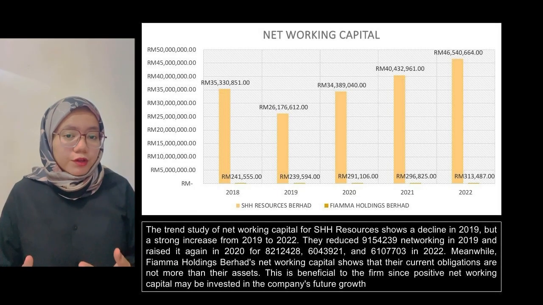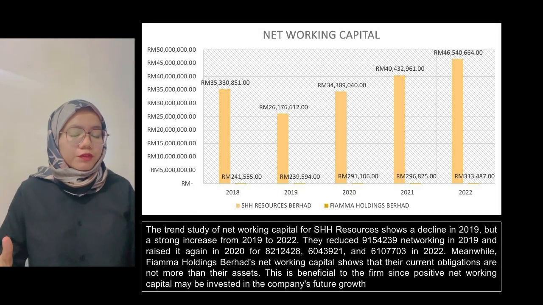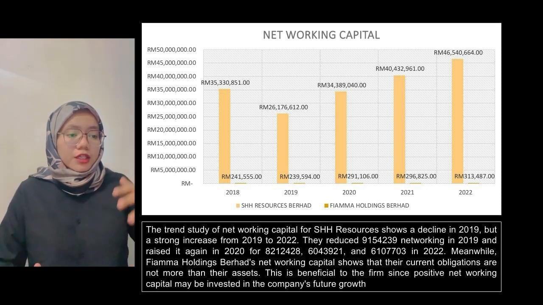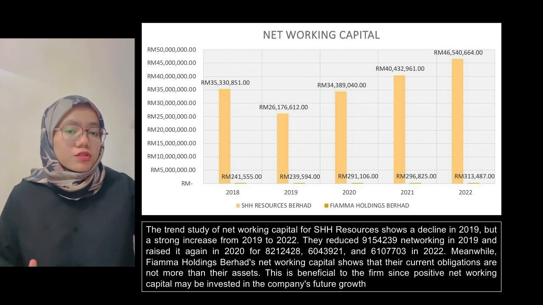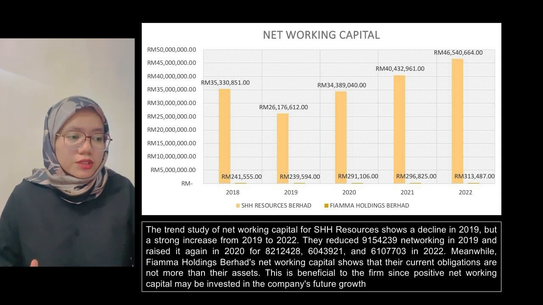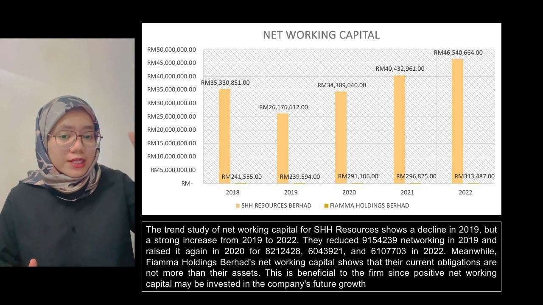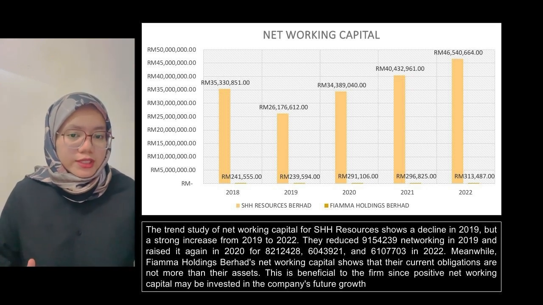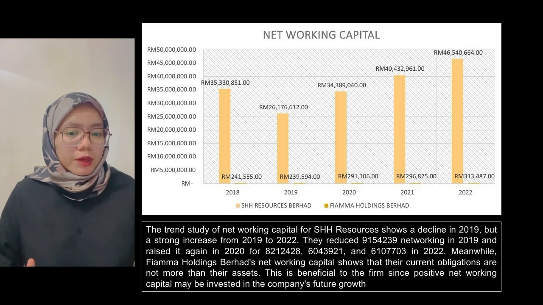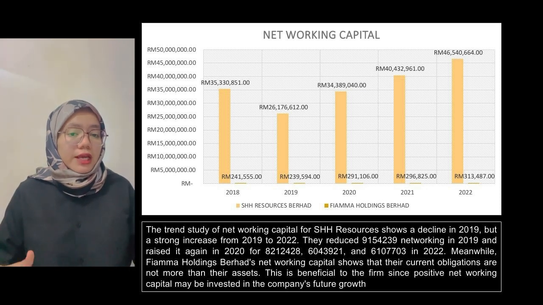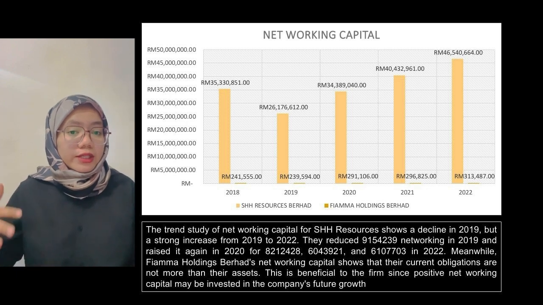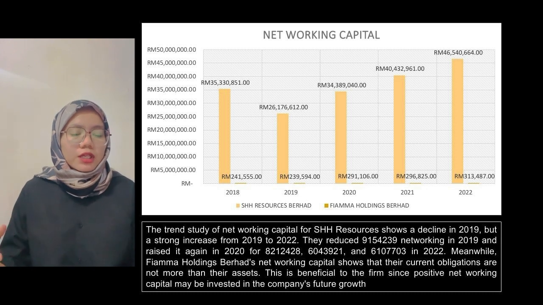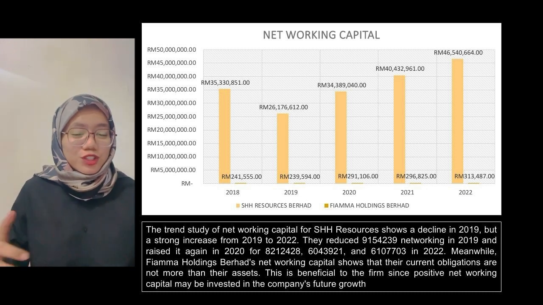From the bar graph, we can see that the trend of net working capital for SHH Resources shows a decline in 2019, but it increased from 2019 to 2022. They reduced net working capital in 2019 and raised it again in 2020 onwards. Meanwhile, Fiamma Holdings Berhad's net working capital shows that their current obligations are not more than their assets. This is beneficial for the firm since positive net working capital may be invested in the company's future growth.